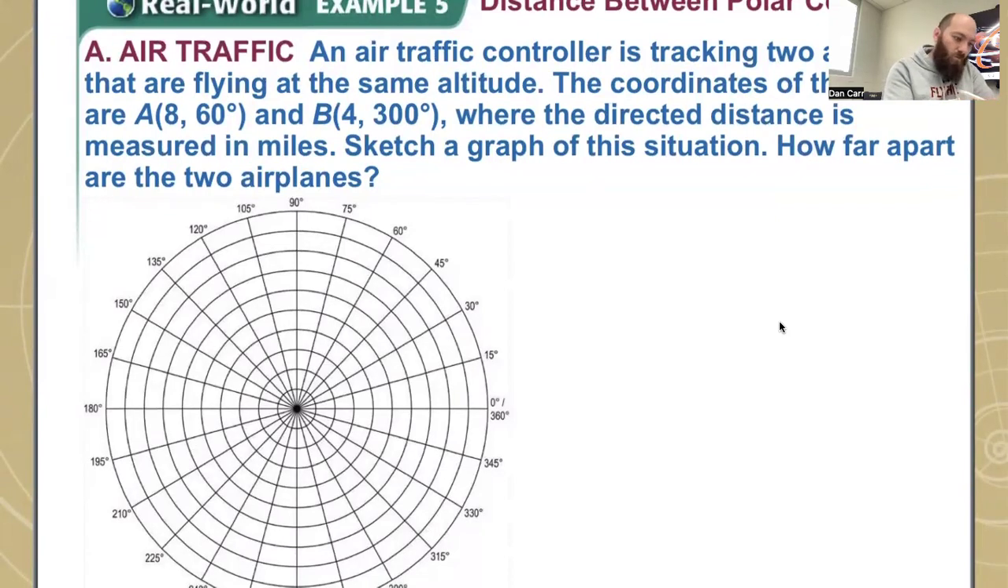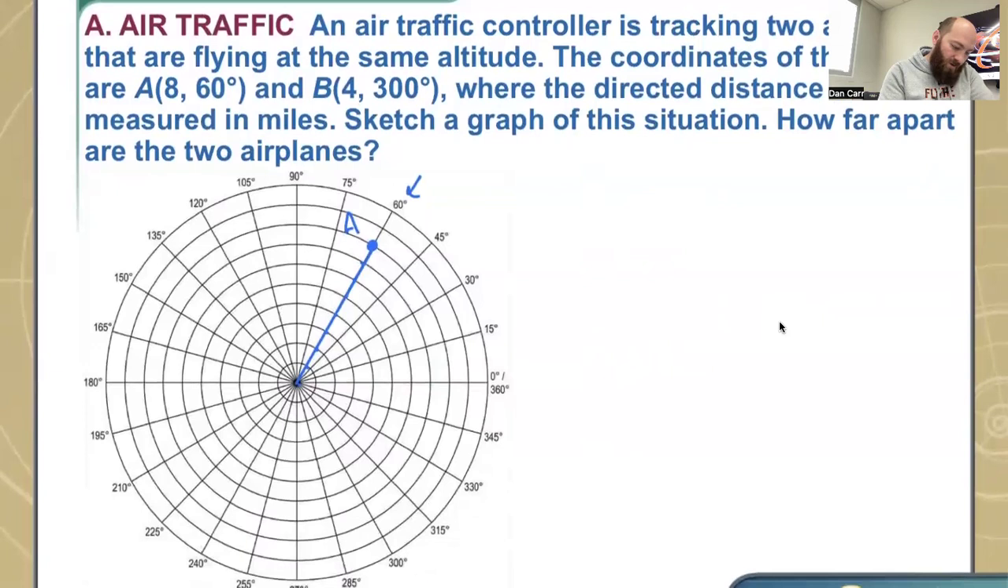So let's start with modeling our 2 planes here. Plane A is at (8, 60 degrees). So 60 degrees is right here. So if I'm going to go 1, 2, 3, 4, 5, 6, 7, 8, from the airport, which is right there at my pole, it looks like that. So here's A. B is at 300 degrees and 4. So 300 degrees is right here. So I go 1, 2, 3, 4 right there. And what we're trying to find is this distance to go from A to B.